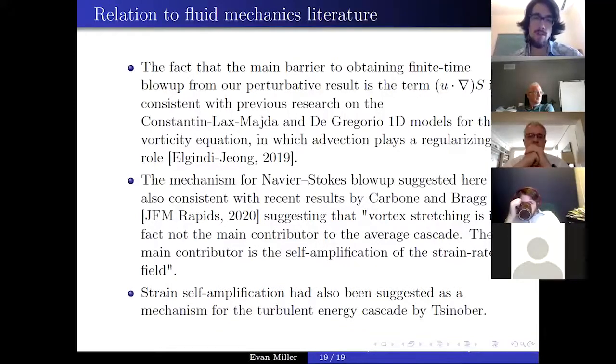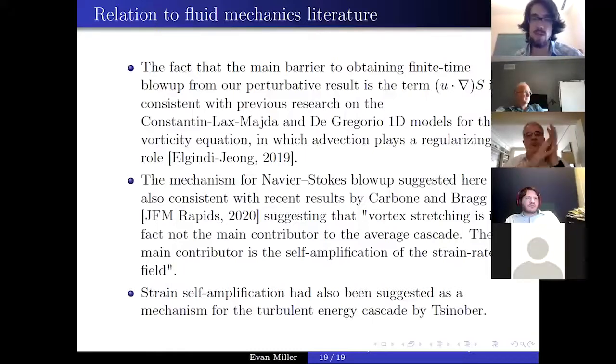Also note, there's a paper that was published very recently in Journal of Fluid Mechanics Rapids. This wasn't really something I was thinking about when I was writing the paper. The paper came out after I'd submitted it. But Carbone and Bragg have a recent result that suggests vortex stretching is in fact not the main contributor to the average cascade, talking about the turbulent energy cascade. The main contributor is the self-amplification of the strain rate field.